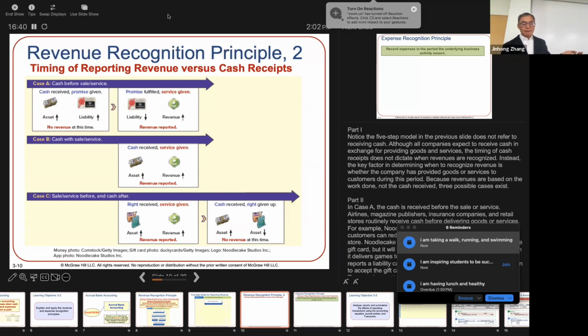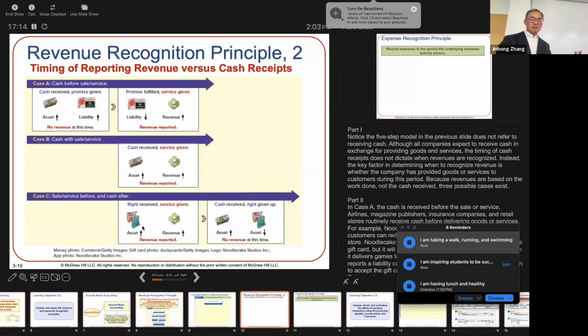So if there's no revenue at this time, which means you receive cash, but you haven't provided service yet, right? So again, here is a no. Here this means service given. So increase cash, and then you increase revenue. And what does this mean? Cash received, the right given up. So you receive cash.